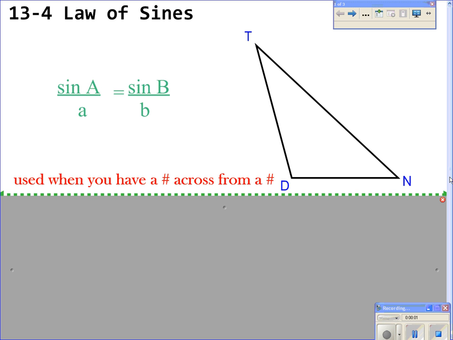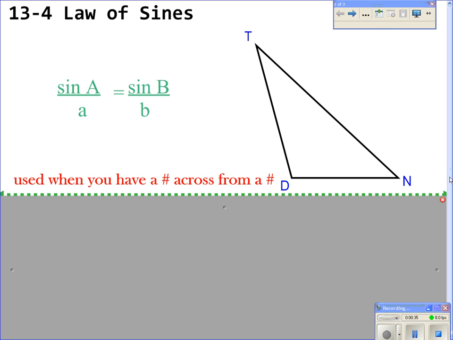Okay, so the next two sections we are looking at two different laws. First one being today is law of sines. So far, anytime you see sine, cosine, and tangent, you've been told that they can only be used with right triangles. Well, the law of sines and the law of cosines are actually designed for non-right triangles. So anytime you have a triangle that's not a right triangle, you are able to use this, but only, like it says in red, when you have a number across from a number. And I'll explain what that means in a second.